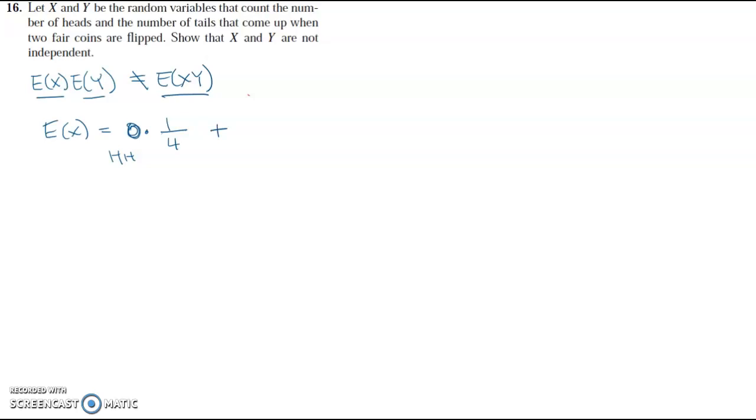Okay, and then add that to the case where n is 1. So we have 1 tail, and we have 2 cases in that case. It's going to be either head tail or tail head. So this would be times 2 over 4. Plus, now n is 2. What's the probability of having 2 tails? There's only 1 case, tail tail, so that's going to be 1 over 4. So if we do this, this is going to end up being 1.